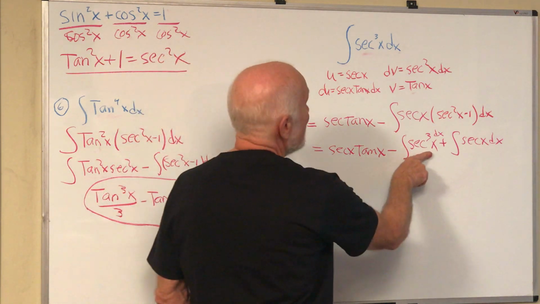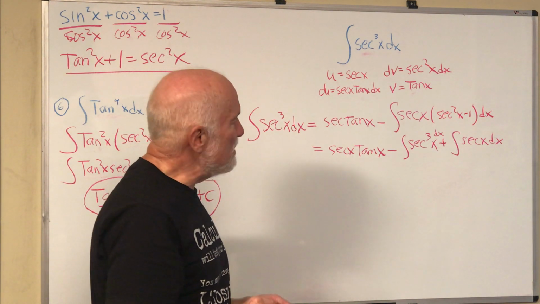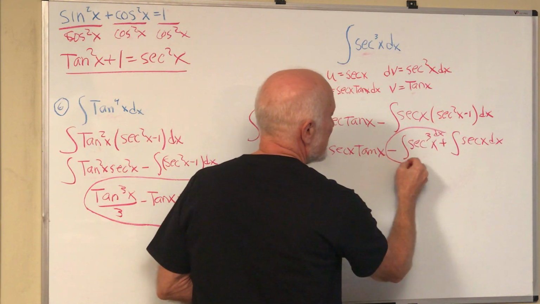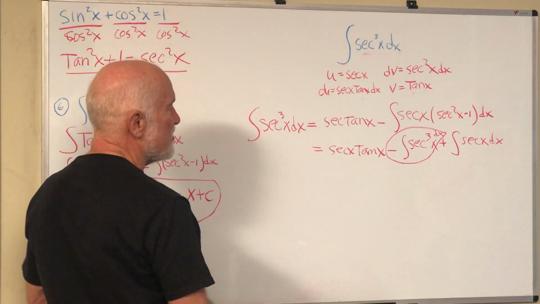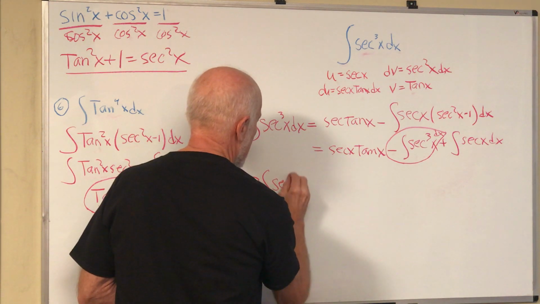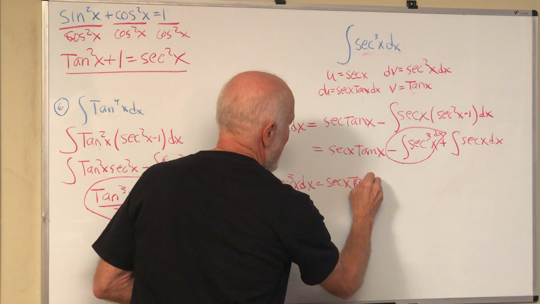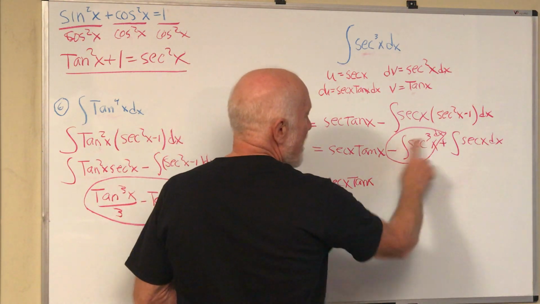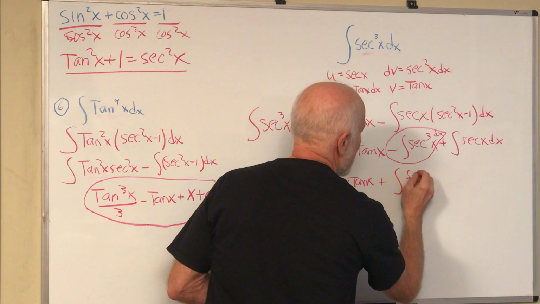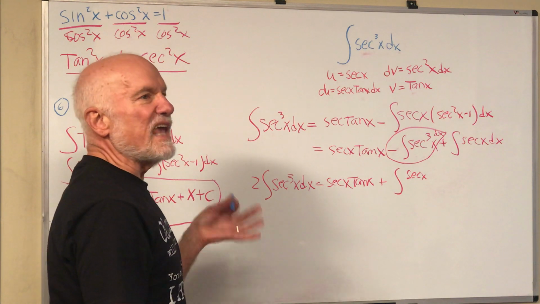Look at it. This is what I started with, and I've got it here. Am I going in circles? I've seen this happen once before. No, this is minus. So I can take all of this and move it to the other side of the equal sign and combine it with this, and then we have 2 times the integral of secant cubed equals secant of x tangent of x. This is now gone. I just have plus the integral of secant of x dx. But I don't know what to do with secant of x dx.